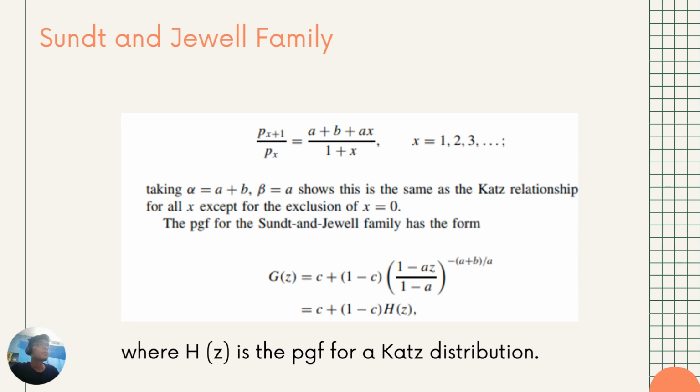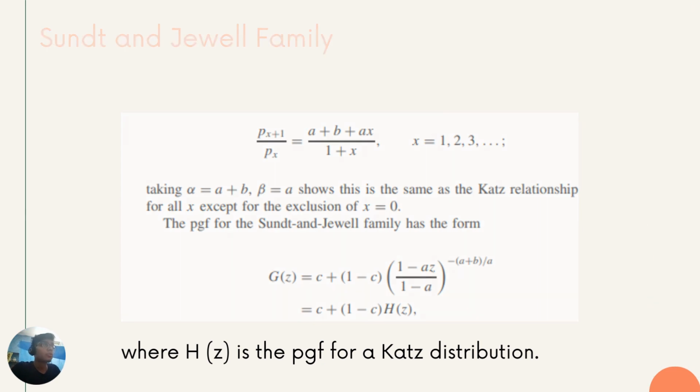is this: p(x+1)/p(x) is equal to (a + b + ax)/(1 + x), where x is 1, 2, 3 and so on. Taking alpha to be equal to a plus b, and beta to be equal to a, shows this is the same as the Katz relationship for all x except for the inclusion of x equal to 0. The PGF for the Sundhat and Jewel family has the form g(z) equal to c plus (1 minus c) h(z). This formula is very important here, and h(z) is the PGF for a Katz distribution.